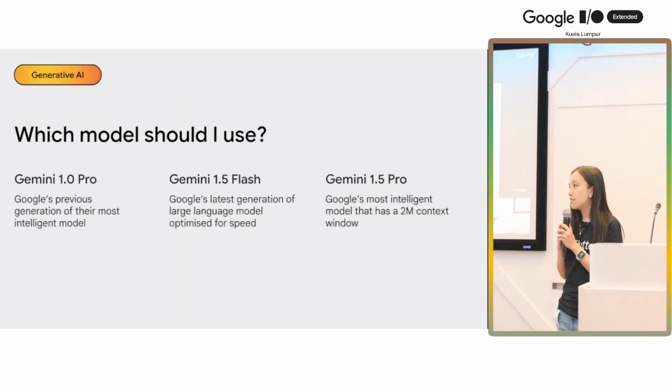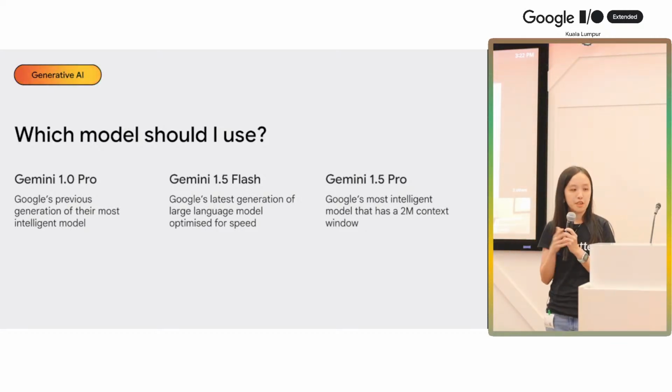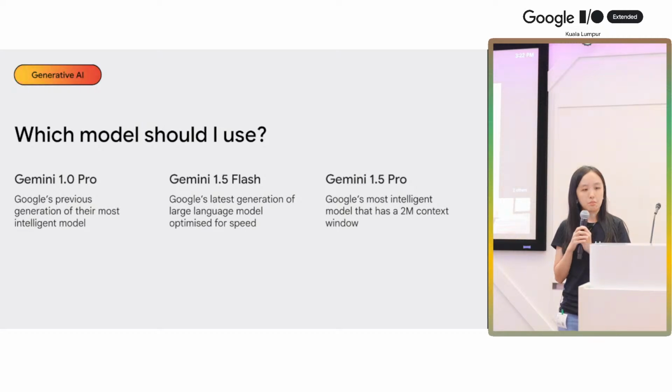You have also seen different models that Gemini provides. You have the previous generation, which is 1.0. So you have seen some of the demos that were actually generated with 1.0 Pro. Recently it has been upgraded, so now we have the 1.5 Flash and also 1.5 Pro. In my demo later, I will mostly focus on 1.5 Pro because that's the most intelligent model.